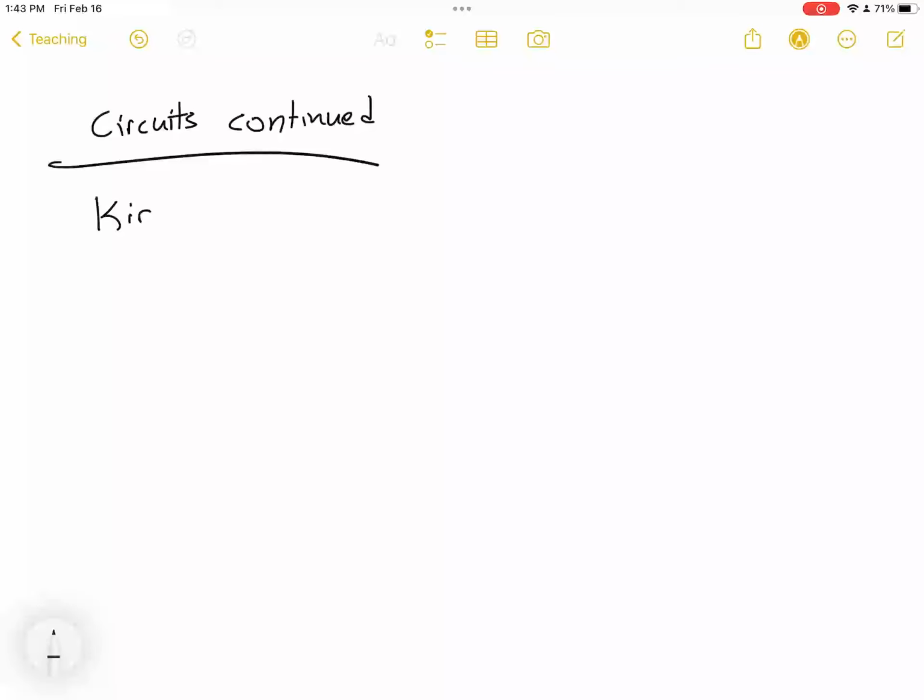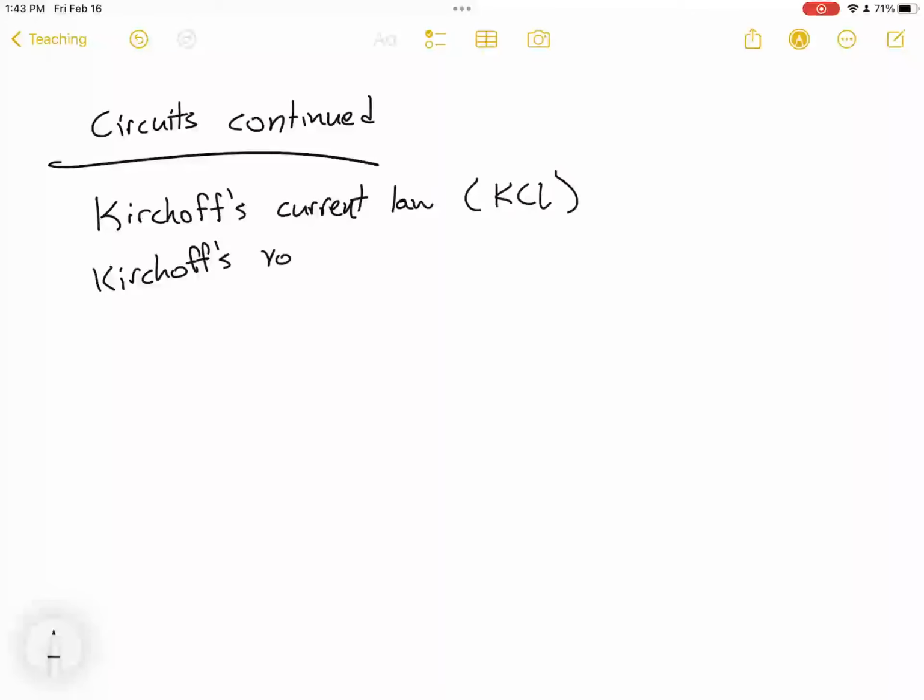The one is Kirchhoff's current law, which we abbreviate as KCL, and the other one is Kirchhoff's voltage law, which is KVL. And so we'll start with KCL, so Kirchhoff's current law.